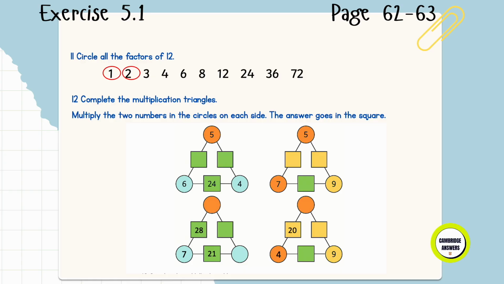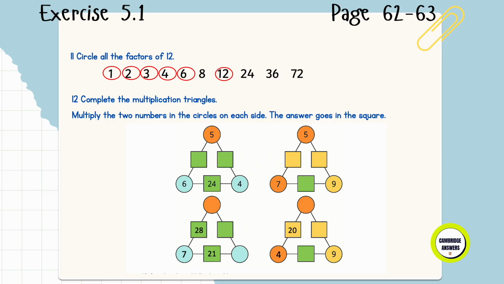3. 12 divided by 3 is 4. Perfect. 4. We just saw it. 3 times 4 makes 12, so 4 is definitely in. 6. 2 times 6 equals 12, so circle 6. And finally, 12 itself. Every number is a factor of itself.